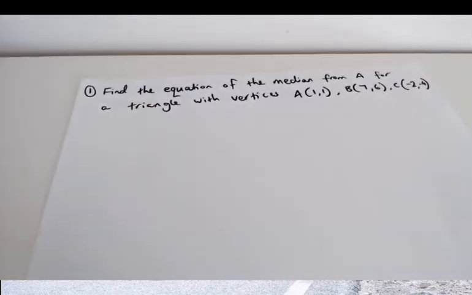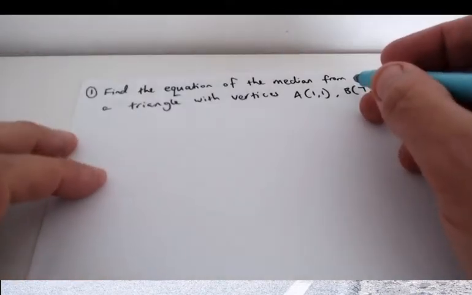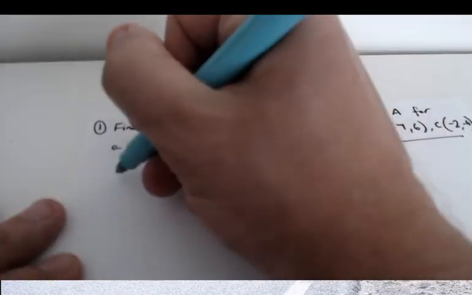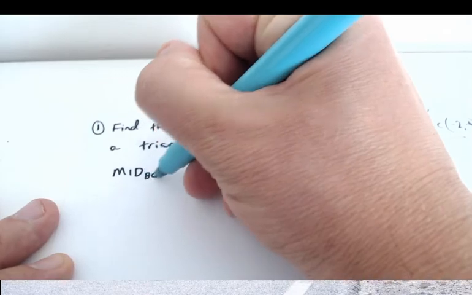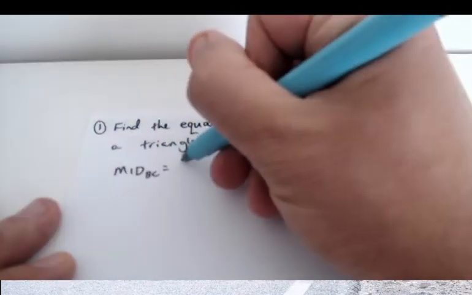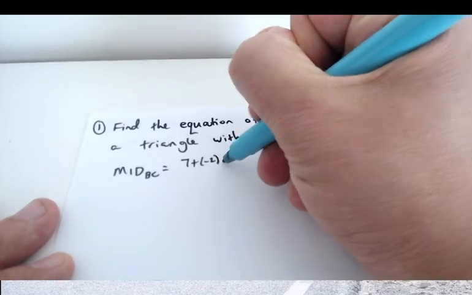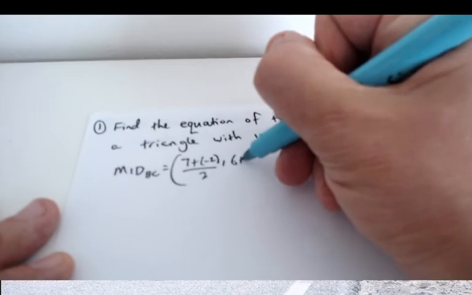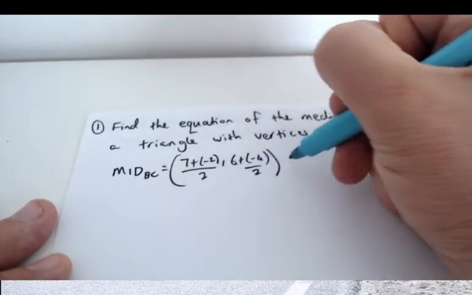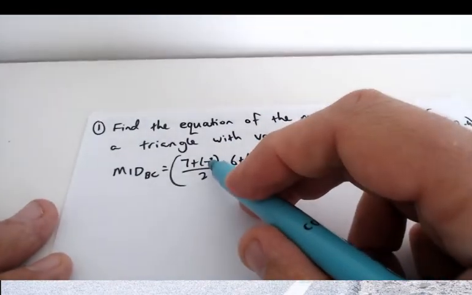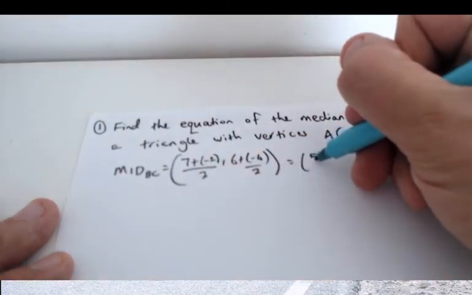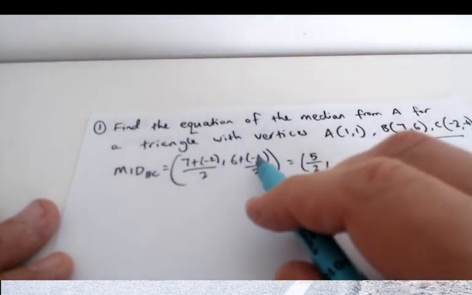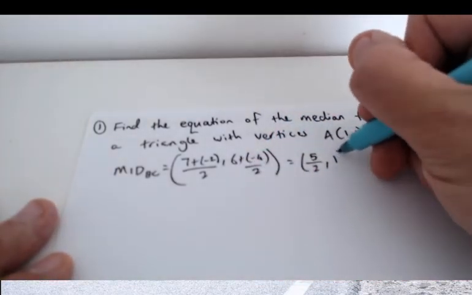Okay, question number 1. Median from A, so I want the midpoint of the opposite side, so I want the midpoint of BC. Add together the x coordinates and half it. Add together the y coordinates and half it. That will give me 7 add minus 2 is 5, so it's going to give me 5 over 2. We have a fraction. 6 add minus 4 will give me 2 over 2, which will give me 1.